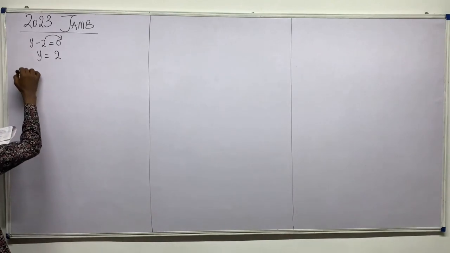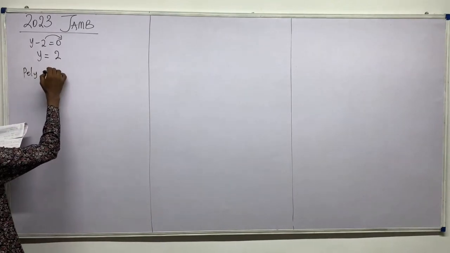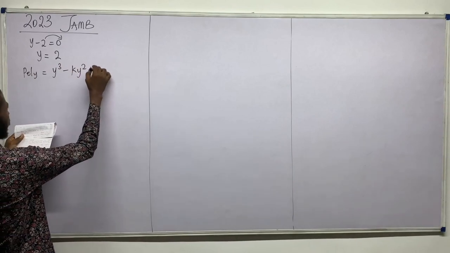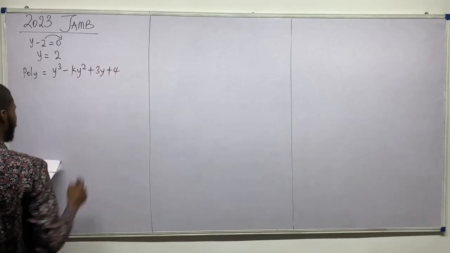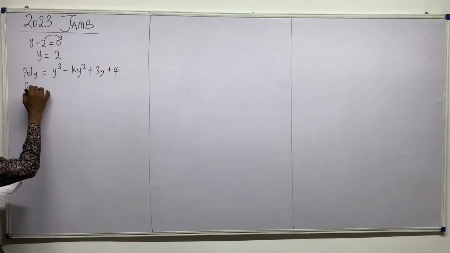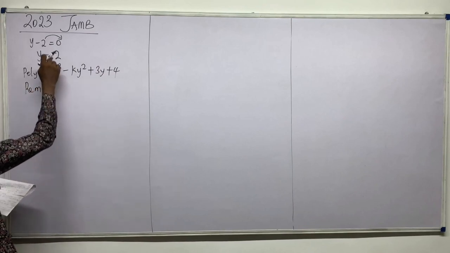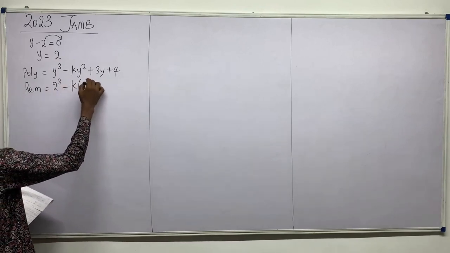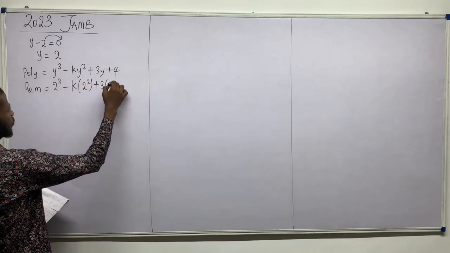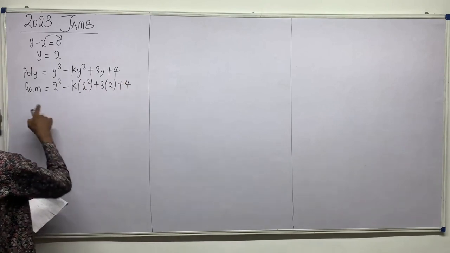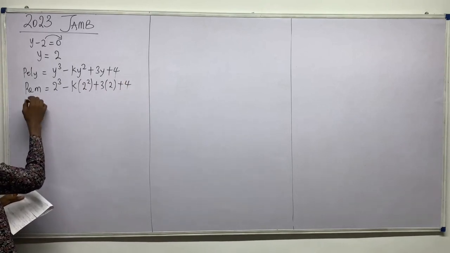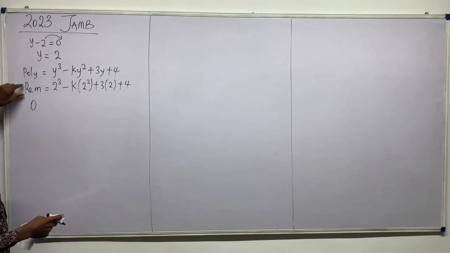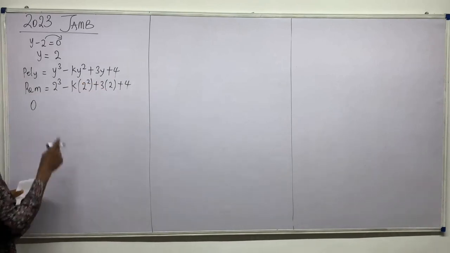Now the polynomial is y cubed minus ky squared plus 3y plus 4. This is the polynomial. The remainder is going to become, anyway you see why you put 2. So this is 2 cubed minus k bracket 2 squared plus 3 bracket 2 plus 4. I'm going to remove the remainder and put 0 because y minus 2 is a factor. So it means everything is going to be equal to 0.